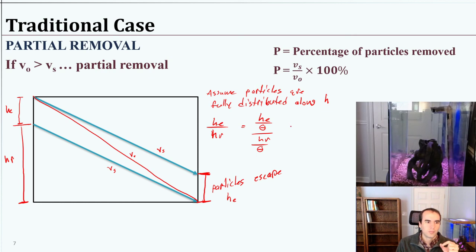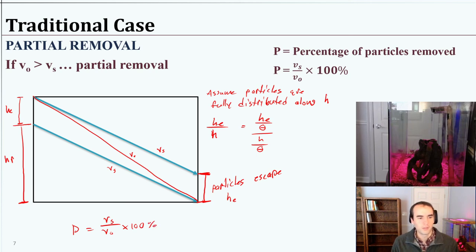Okay, and maybe a better way to look at this would be, instead of HE to HR, we could do HE to the height of the reactor. Okay, that proportionality also works. So the point here is that we can look at this proportion and look at exactly how many are removed in this manner. So given that, we can say that the percentage of particles removed, P, is going to be equal to Vs divided by V naught times 100%.